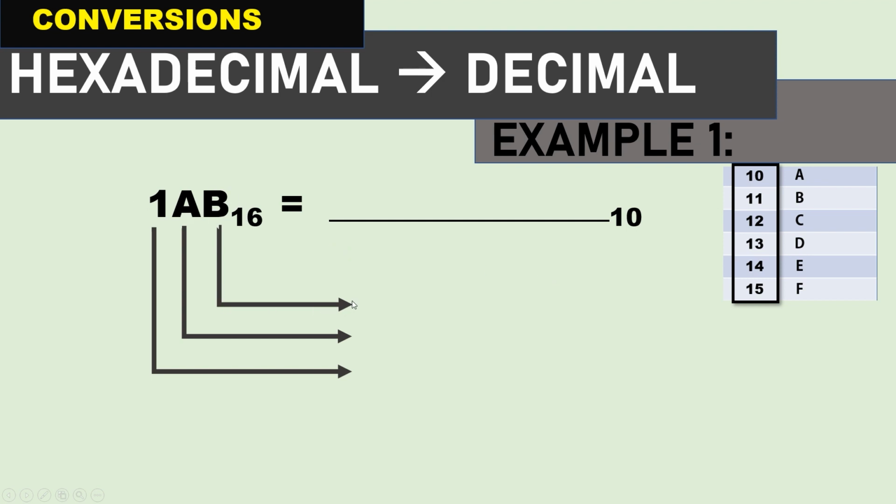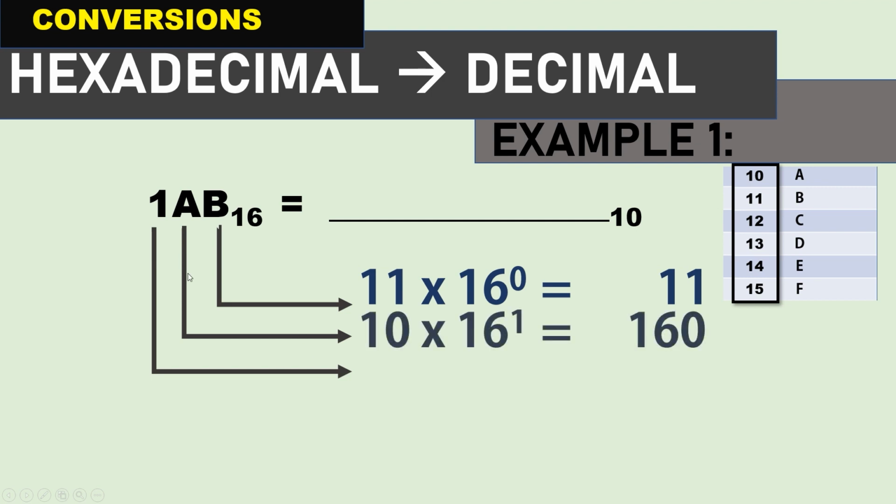First, obtain B, get the equivalent of that, which is 11, then multiply it by 16 with the exponent 0, which is equal to 11. Then get the next one, A. A is 10 in decimal. Multiply it by 16, this time the exponent is 1. The product is 160. 1 in decimal is also equal to 1. Multiply it by 16, and this time the exponent is 2.